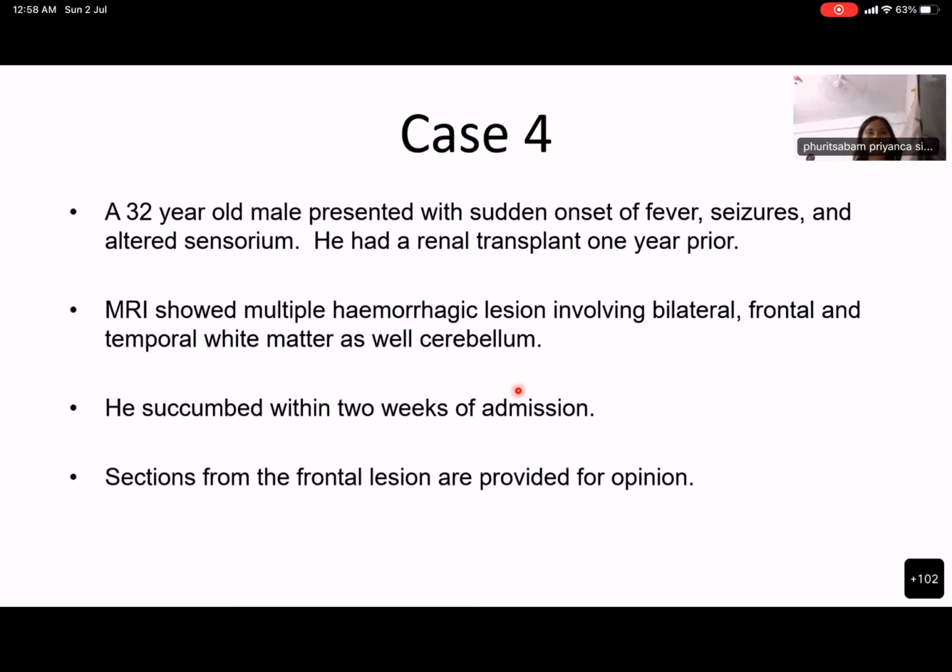Okay, so Priyanka, you just want to tell me clinically what you think when there's fever, seizures, altered sensorium? Ma'am, there is a focal deficit, ma'am. Very good. Okay. And secondly, ma'am, since he had a renal transplant, the patient is probably immunocompromised. Excellent. So what infections do you think you would like to consider in a renal transplant recipient? Fungal. Very good. So that's what even the clinician thought.